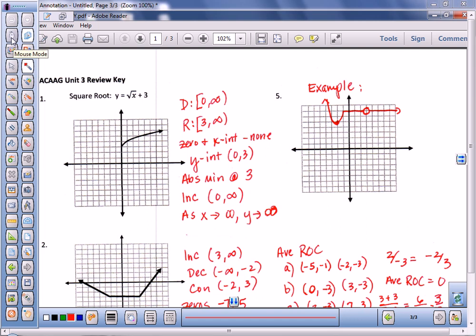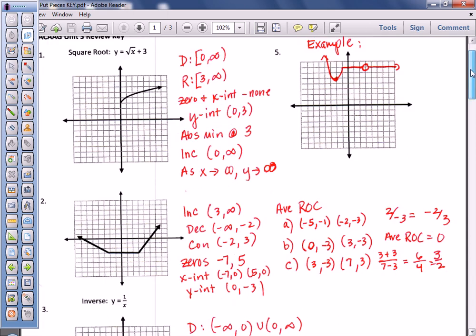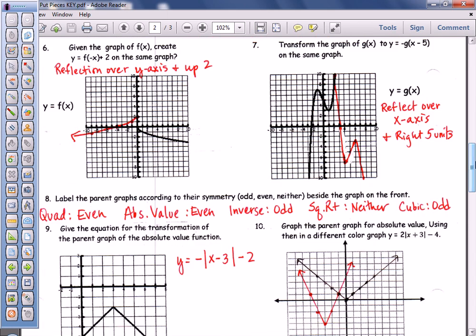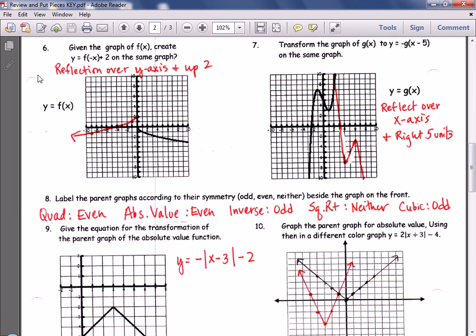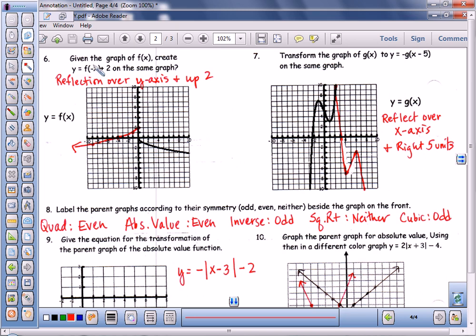Okay, let's take a look at 6 and 7. 6, given the graph of f of x, create the graph of f of -x plus 2. So we need to reflect it over the y-axis and shift it up 2. A negative here is a reflection over the y, and then this plus 2 is up 2. So reflect over the y, shift up 2.